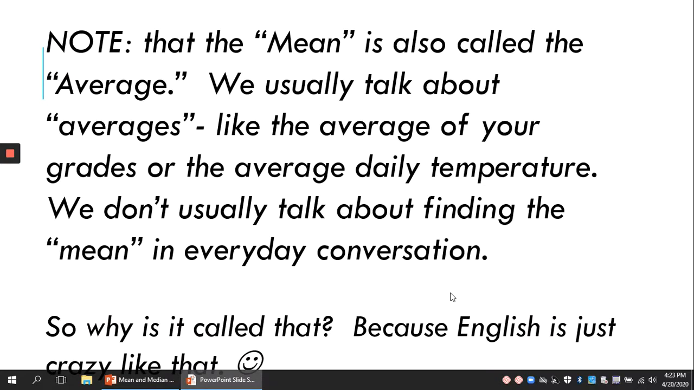Now note that the word mean is also called average. We usually talk about averages like the average of your grades or the average daily temperature. We don't usually talk about finding the mean in everyday conversation. It's just, why is it called that? Because English is just crazy like that. Just know that when you hear the word mean, it also means average.